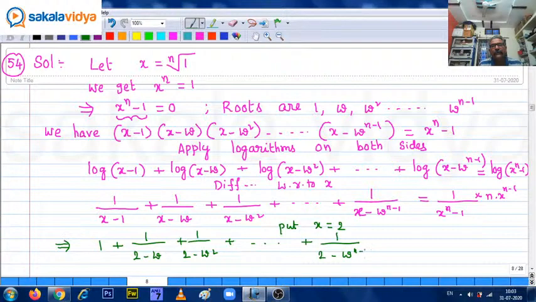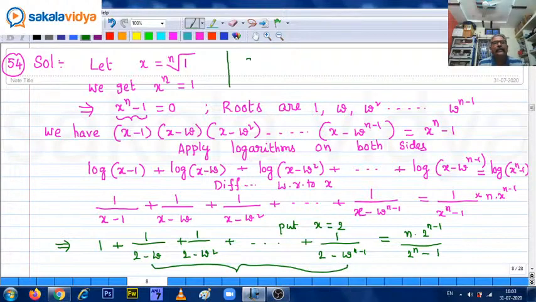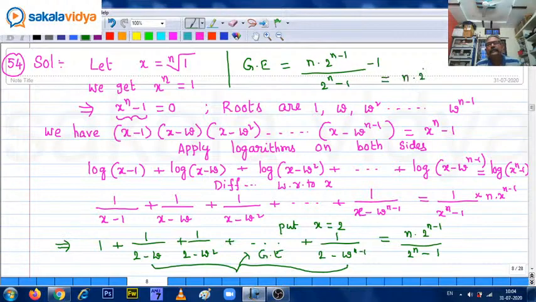2 minus omega to the power of n minus 1 is equal to n times 2 to the power of n minus 1 upon 2 to the power of n minus 1. But we need this value. Say this is the given expression. 1 goes to that side. So this equals n times 2 power n minus 1 upon 2 power n minus 1 minus 1. This we can write as n times 2 power n minus 1 minus 2 power n plus 1 upon 2 power n minus 1.